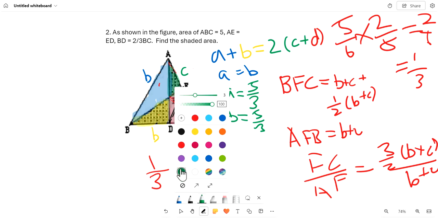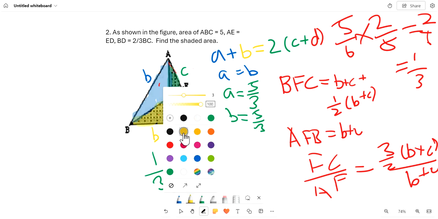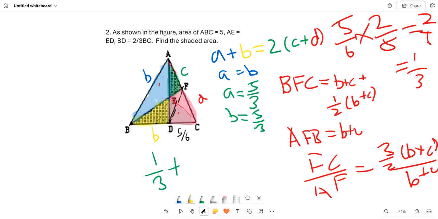We should put the green. So 1 over 3 plus 5 over 3 is just 2. And that's our answer, because it's just B plus C.